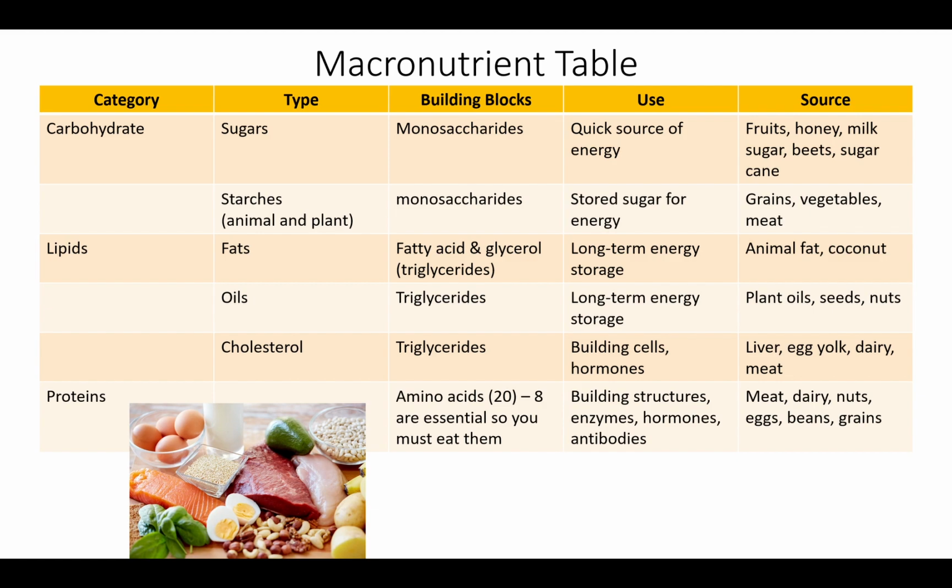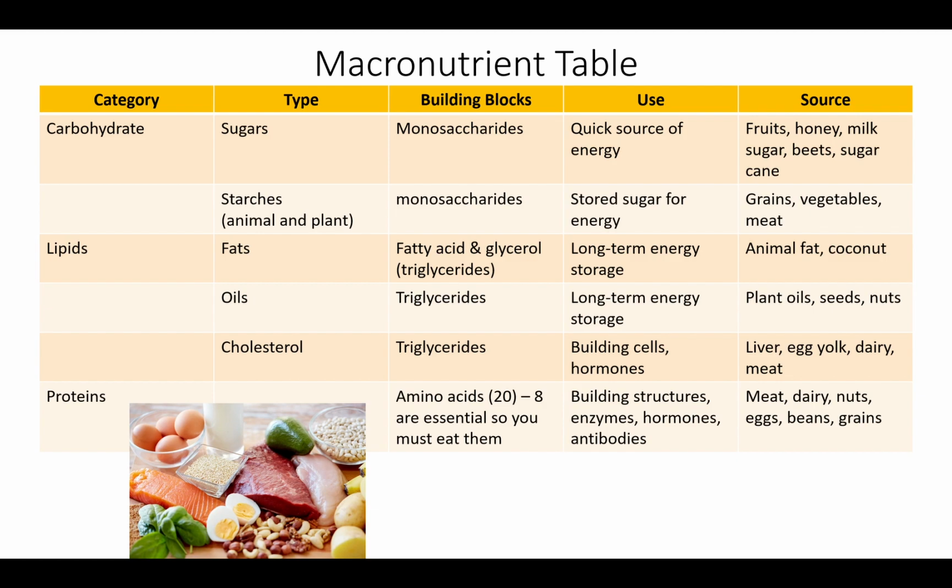An example of a meal that would be a vegetarian meal that would have all of your proteins would be like rice and beans, beans and cornbread. Those are combinations that provide all of the amino acids that you need without eating an animal product.